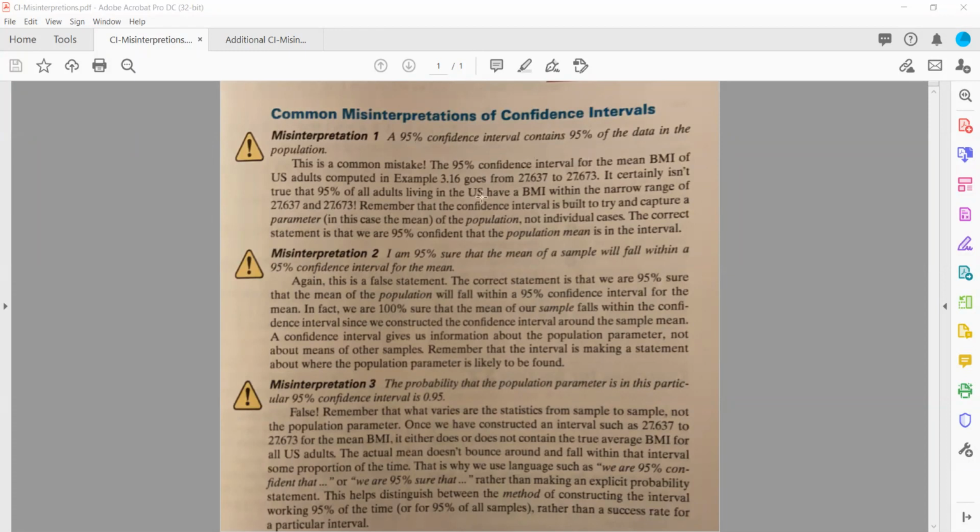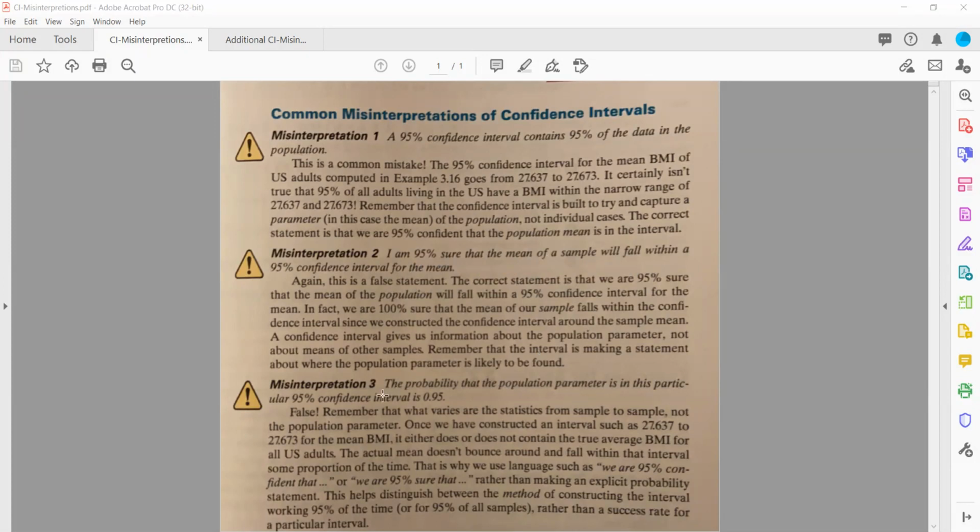That's a common mistake. Number 2, it says I am 95% sure that the mean of a sample will fall within the 95% interval. Well, yeah, that's the way we create a confidence interval, we use the mean of the sample. So we're 100% sure that's going to happen. No, that's not what it means. It means that we're 95% sure that the population mean falls within this confidence interval, not that the sample mean does. It's obvious the sample mean does. It's the way we create it.